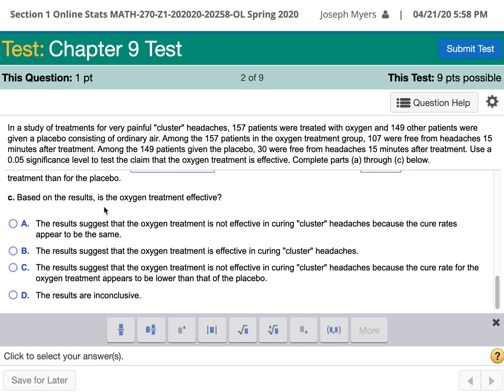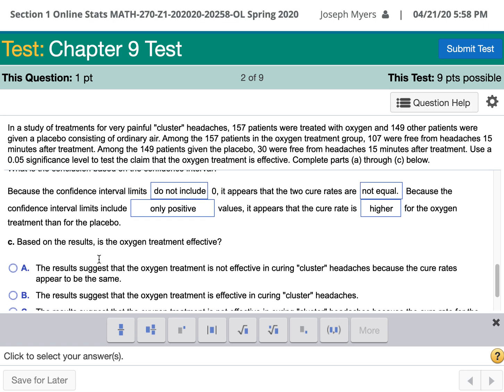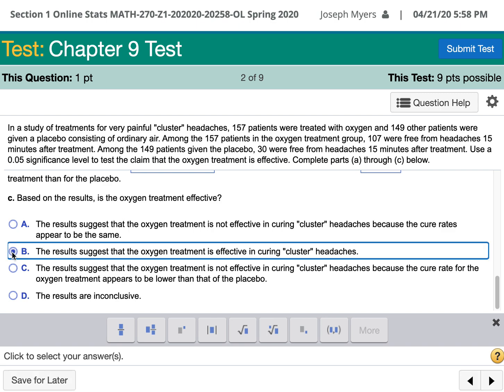So based on the results, is it effective? So it does appear that it suggests that it's effective. So the results suggest that the oxygen treatment is effective.